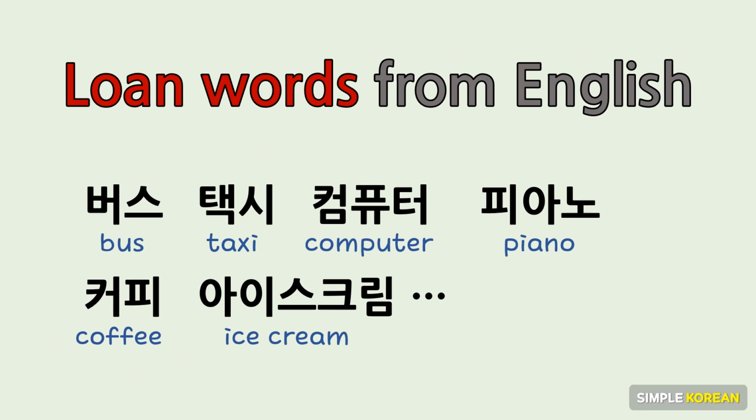There are a number of words that come from English. They are called loan words. These words are slightly different from standard English, but since they are based on English words, they are easy to remember. These are some examples. 버스, 택시, 컴퓨터, 피아노, 커피, 아이스크림.